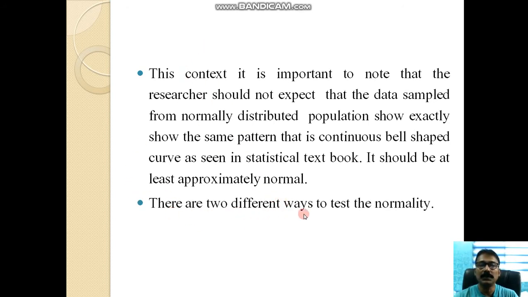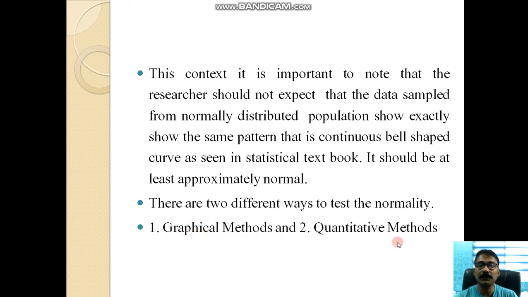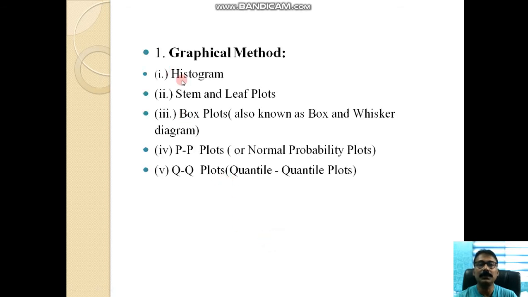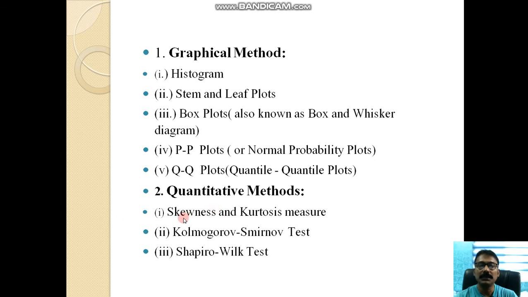Okay, there are two different ways to test normality. What are these? The first one is graphical methods and the second one is quantitative methods. Regarding graphical methods: the histogram, stem and leaf plot, box plot, which is also known as the box and whisker diagram, PP plot, that is normal probability plot, and QQ plot, quantile plot. Similarly, regarding the quantitative methods: skewness and kurtosis measure, Kolmogorov-Smirnov test, Shapiro-Wilk test, etc.